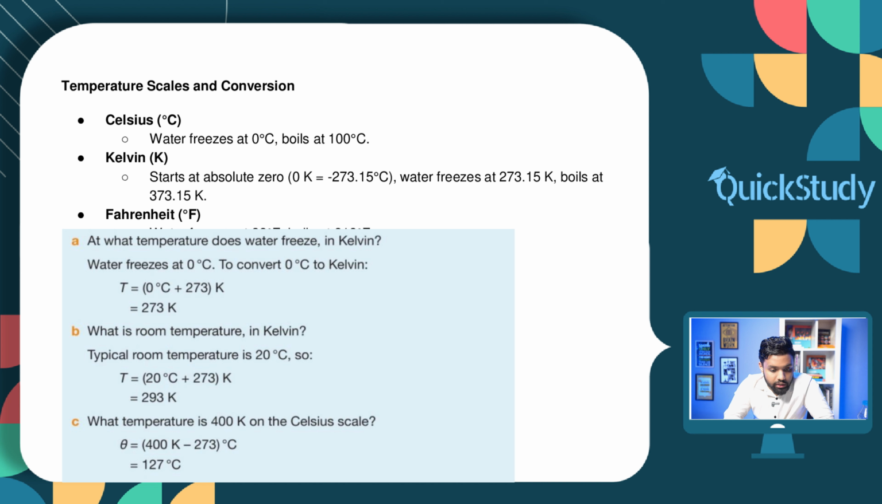The third question is, what temperature is 400 Kelvin on the Celsius scale? So in the Celsius scale, the temperature would be 400 Kelvin minus 273 degrees Celsius, which would be equal to 127 degrees Celsius. So we have to basically plus or minus 273 to convert between Kelvin and Celsius.